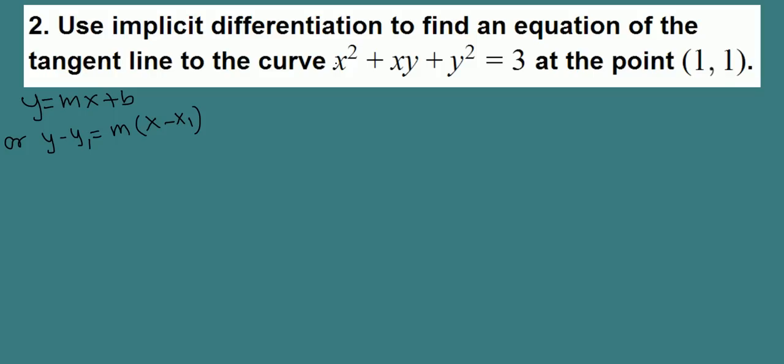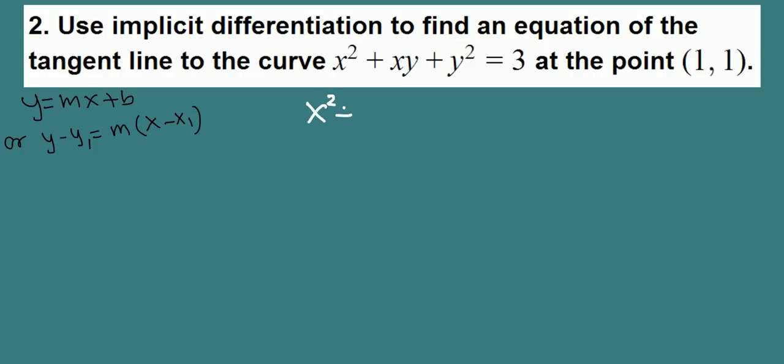So we need to find the derivative dy over dx, or y prime, and evaluate that y prime at (1, 1). That gives us slope m, and we need a point to find b, or x1, y1, and that's (1, 1). Done. So all we have to do is find y prime from here. We cannot solve for y, so we will use implicit differentiation.